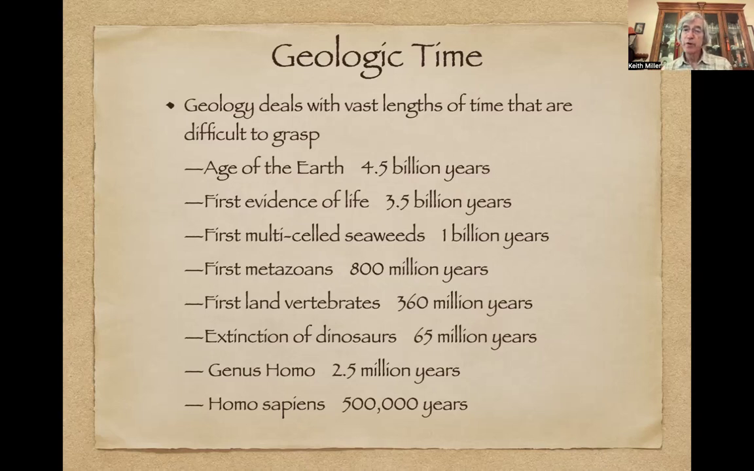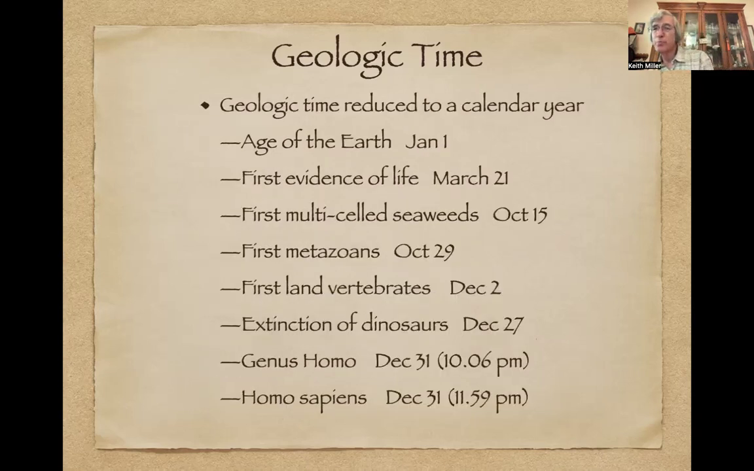The first land vertebrates occur about 360 million years ago. Extinction of dinosaurs, we all know, is about 65 million years, datable by the Chicxulub impact crater in Yucatan. Our own genus, Homo, is something like 2.5 million years old. And our own species, Homo sapiens, first appears something like 500,000 years ago. So again, those numbers are hard to put your head around.